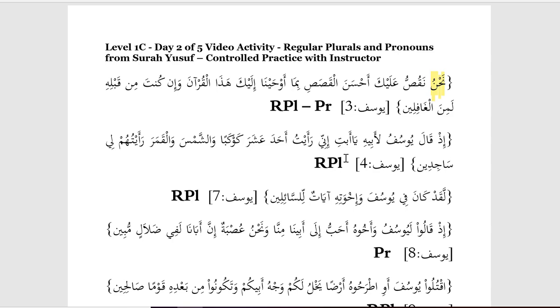When we come to the next one, it says only regular plural, so there's only one regular plural that we're looking for. Again, as I said, go to the end of the ayah, and there we see sajidin. So you see the ya and the noon, and you see this is on the fa'il form. So that works for us.